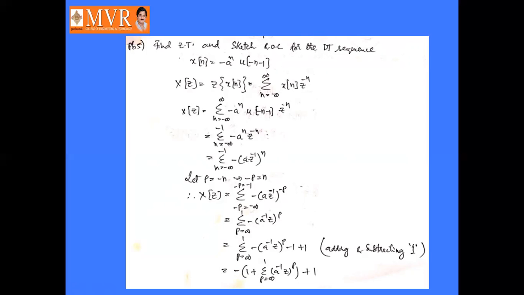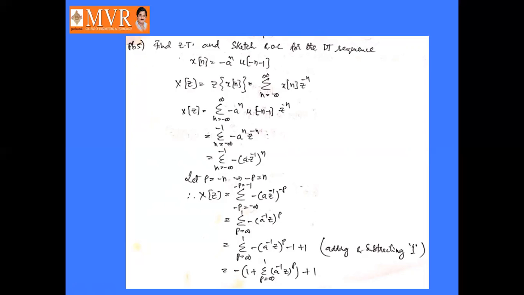Right. So for this we have to find out the Z transform. So X of z is equal to the Z transform of x of n, that is, sigma n equals minus infinity to infinity of x of n into z power minus n. So X of z equals sigma n equal minus infinity to infinity of minus a power n into u of minus n minus 1 into z power minus n, right?